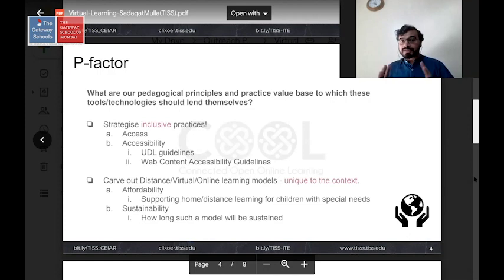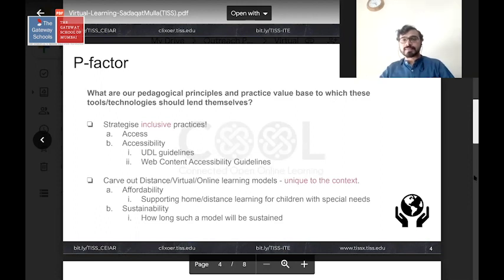And within the P factor, I think there are two strategies and decisions that we need to make. One is, how do we adopt and cultivate inclusive practices, especially when we are discussing today children with special needs. This becomes all the more important. And the second is, there is no one solution that can fit all. So we all need to come up with unique solutions, models. How do we engage with students and teachers and the community in a way suited to our own context?